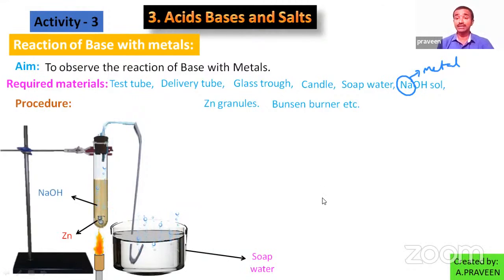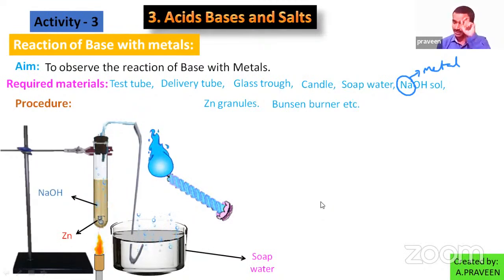Then bring a lighted candle near the bubbles. Observe the flame: slowly it changes to a blue color and gives a pop sound. Again, you make the same observations as before. HCl and zinc gave bubbles in the soap water, and when the bubbles were tested with the burning candle, I noticed a blue flame and a pop. In this case also, the NaOH solution and zinc give a blue colored flame and a pop.